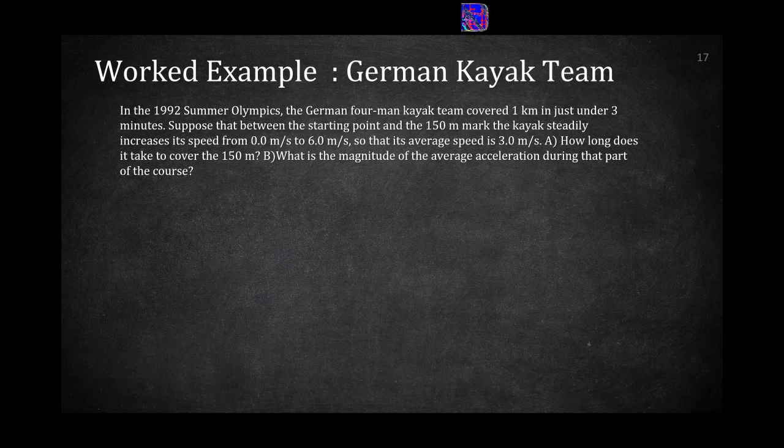So for part A, we are given the average velocity already, and we know the average velocity is our displacement divided by our time interval. In this case, we know the displacement is 150 meters divided by the time interval, which we don't know, equals our average speed. The average speed is 3 meters per second. Solving for time, we get t equals 50 seconds.